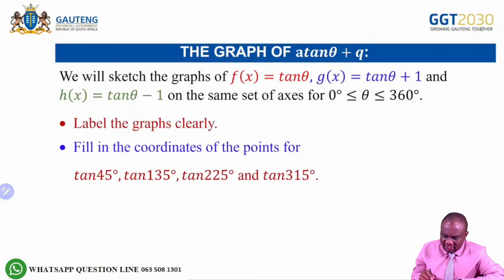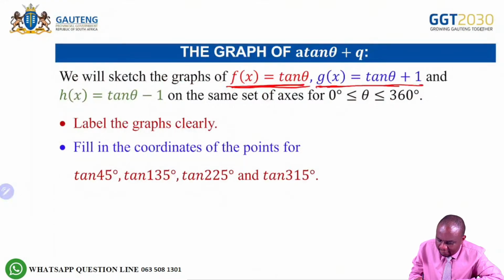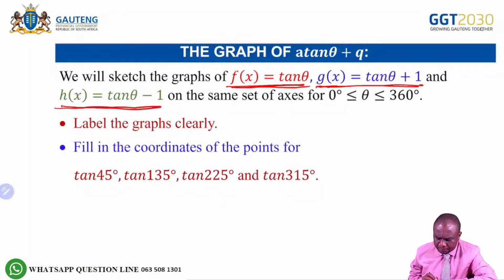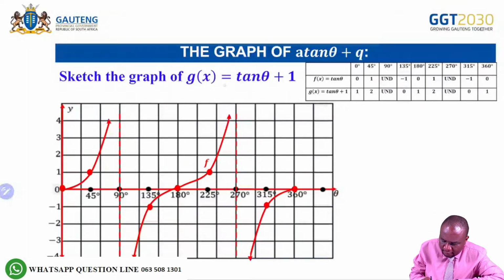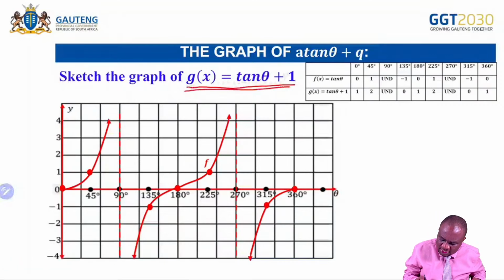And then we'll sketch the graph of, we already have f of x is equal to tan theta. That's the graph that we drew in our baseline activity. On the same set of axes, we're going to sketch the graph of g of x, and also the graph of h of x, and label the graph clearly. Let's start with the graph of g of x. I would prefer you not using the calculator or even the table of values here. I want you to just use the effect of q.